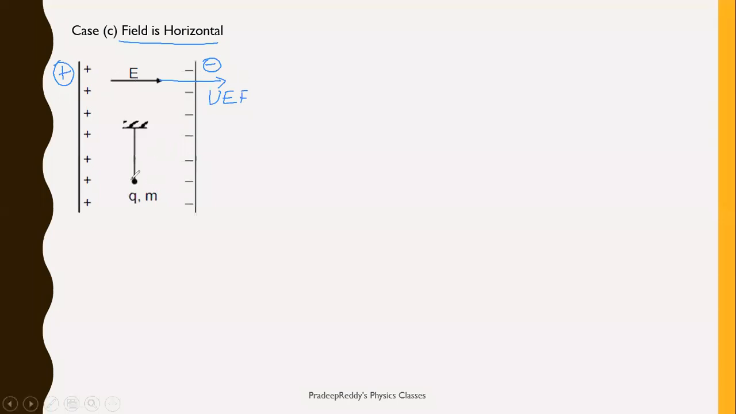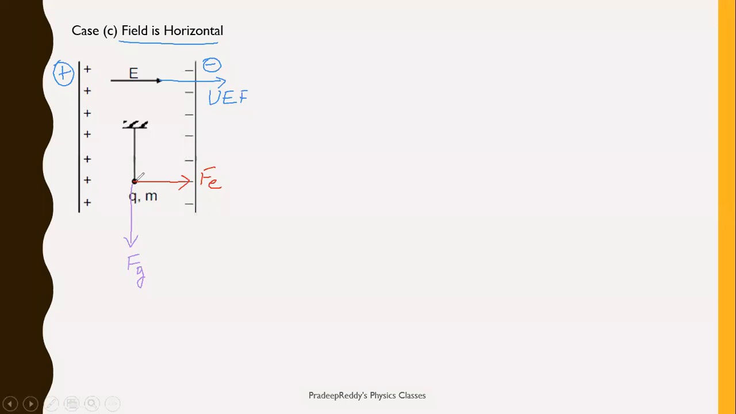Now, when you are placing the field horizontal, upon this charged particle there is an electrostatic force acting on the left side, and gravitational force will be acting in downward direction, right? On this charged particle, there are two forces acting. One is electrostatic force, other one is gravitational force. As electrostatic force and gravitational force both are perpendicular to each other, the resultant force acting between these two is in this direction, right?